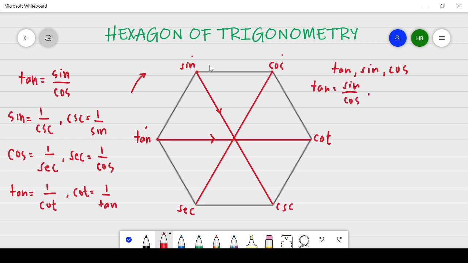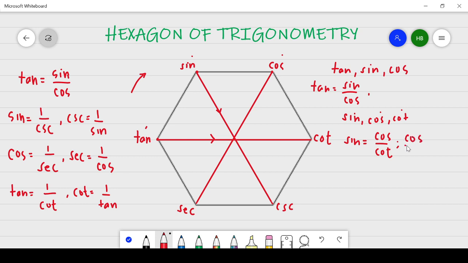Pick another 3 consecutive: sine, cosine, cotangent. So for sine, cosine, cotangent, it means the ratio of your second and third function is your first function. So let's check. Sine is equal to cosine over cotangent. So we're going to prove if this is true.